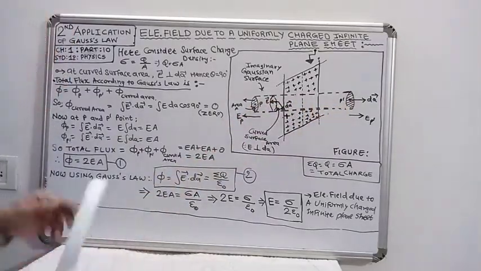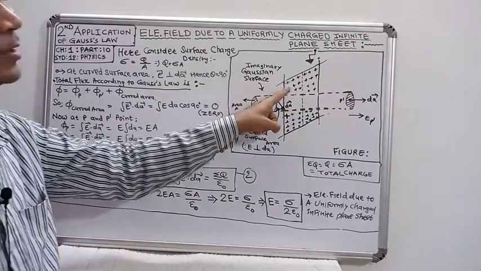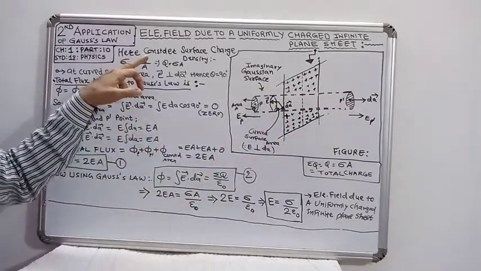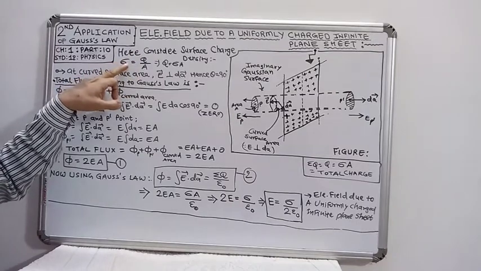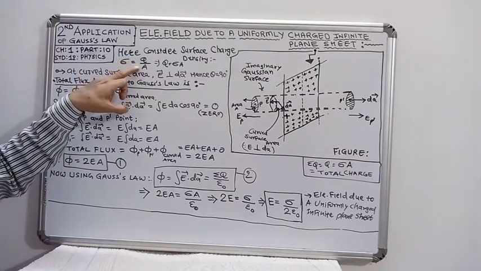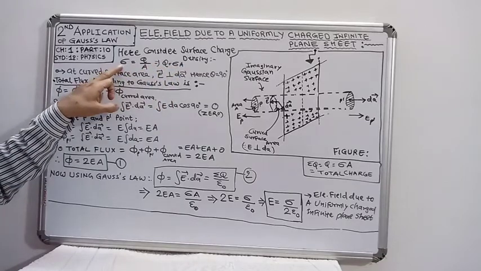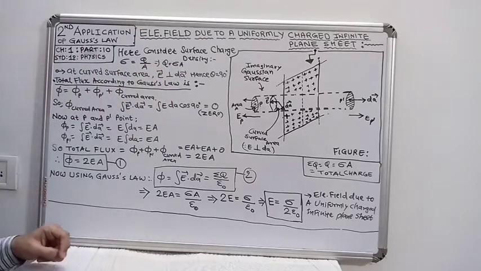So first of all, we consider the surface charge density of the plane sheet. Here surface charge density is given by the charge per area. So Q is given by sigma into A, where sigma is the surface charge density.